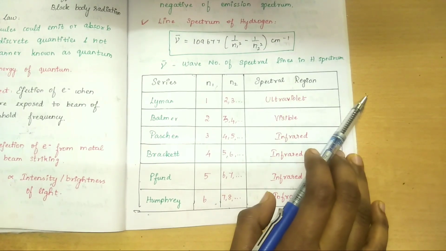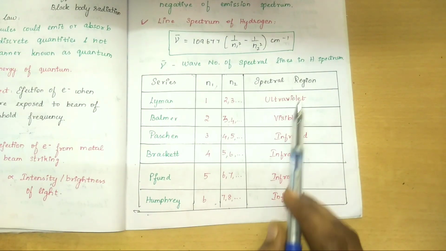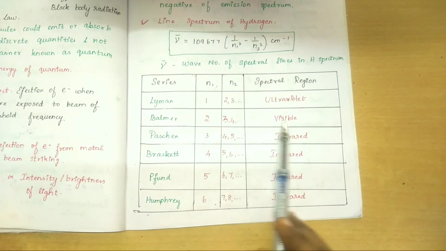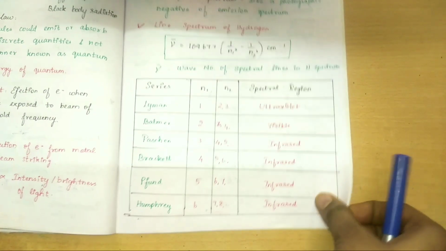Then the spectral region. They can ask some theory questions from here. The Lyman series has its spectral region in the ultraviolet region. Balmer is visible. All the others lie in the infrared region.